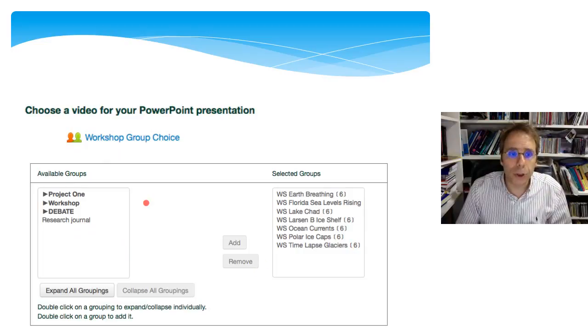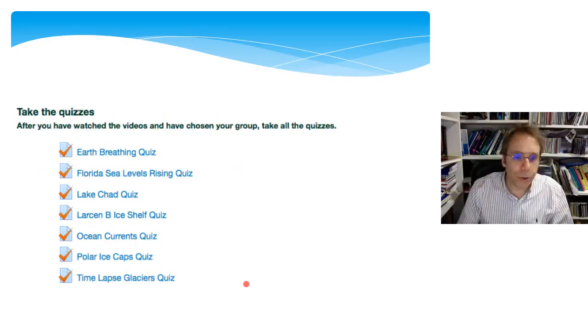Okay, so the students go in there and say, okay, well, I would like to do a presentation on earth breathing, so they choose that, and it automatically puts them into that group. And once the groups are made, then those groups are those 6 students or 5 students that are in that group. They make the presentation together. And the reason why they have them in groups is because we have them use the forums, and we keep the forums in separate groups.